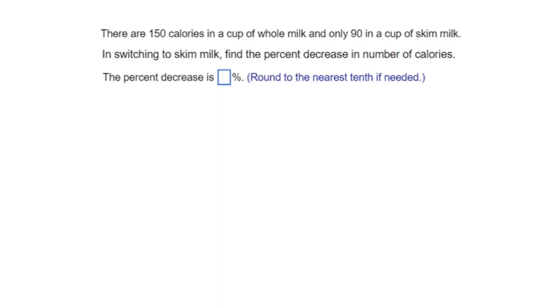There are 150 calories in a cup of whole milk and only 90 calories in a cup of skim milk. In switching to skim milk, find the percent decrease in the number of calories. So we're trying to find the percent decrease. All right, so we've already done a percent increase on the previous slide. What I'm going to do is give you just a basic formula that you can apply to either one, a percent increase or a percent decrease.